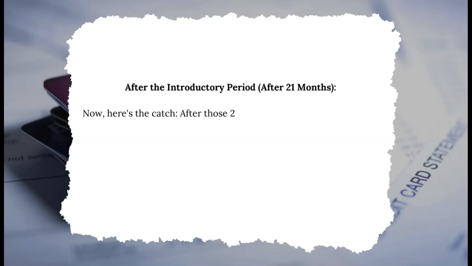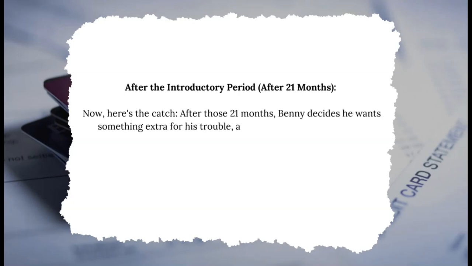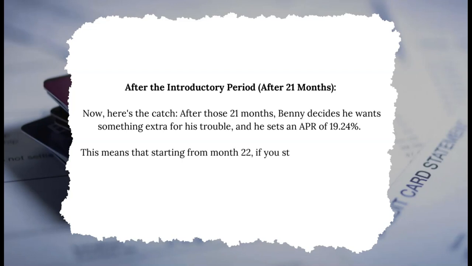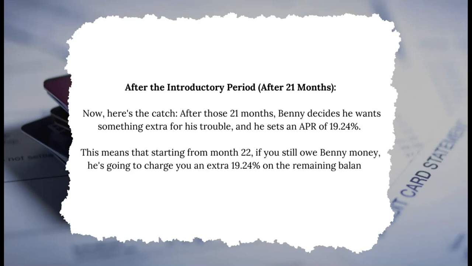So what's going to happen after the intro period, after those 21 months? Okay, so after the 21 months, Benny decides that he's going to want to charge you something extra for his trouble. All right, he gave you $5,000 of money free and clear, but if you don't pay it back after the 21 months, he's going to want some extra money back in return. And in this case, he says he's going to charge us 19.24% interest. Okay, so this means that starting from month 22, if you still owe Benny some money, he's going to charge you an extra 19.24% on the remaining balance. Not the full $5,000 you put in there, but the remaining that you haven't paid back.